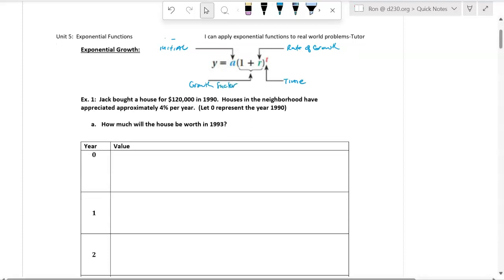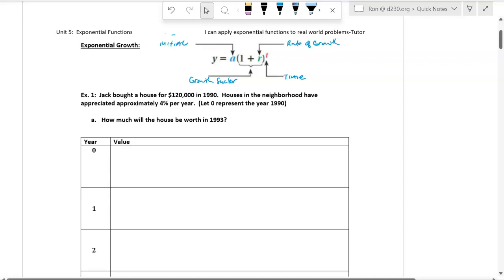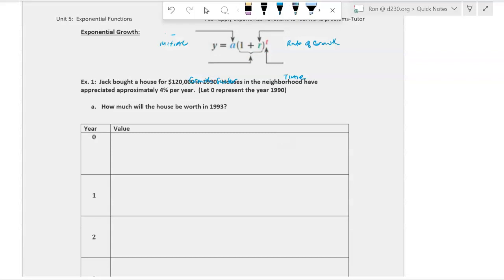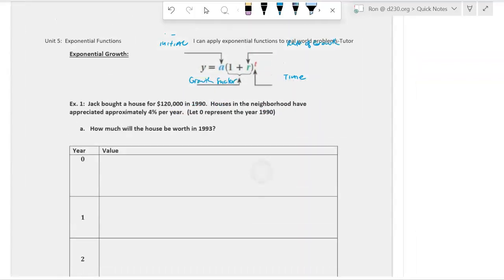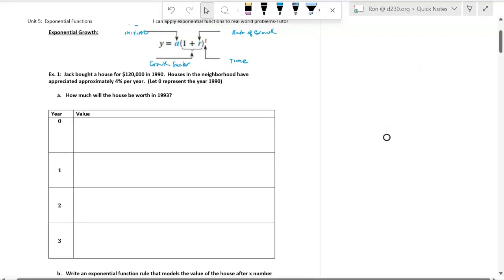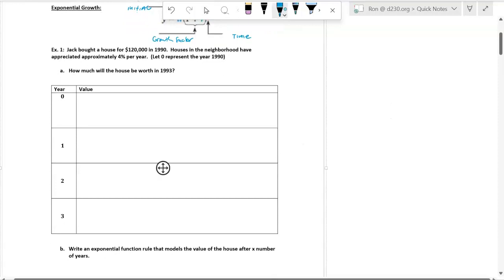Now, when we look at this, where does exponential growth come in? So in 1990, you bought a house for 120,000, and houses in the neighborhood have appreciated or gone up in value approximately 4% per year. How much will it be worth in 1993? So when we look at this, we're going to say 1990 is year zero. So we're going to go the long way and start this out.